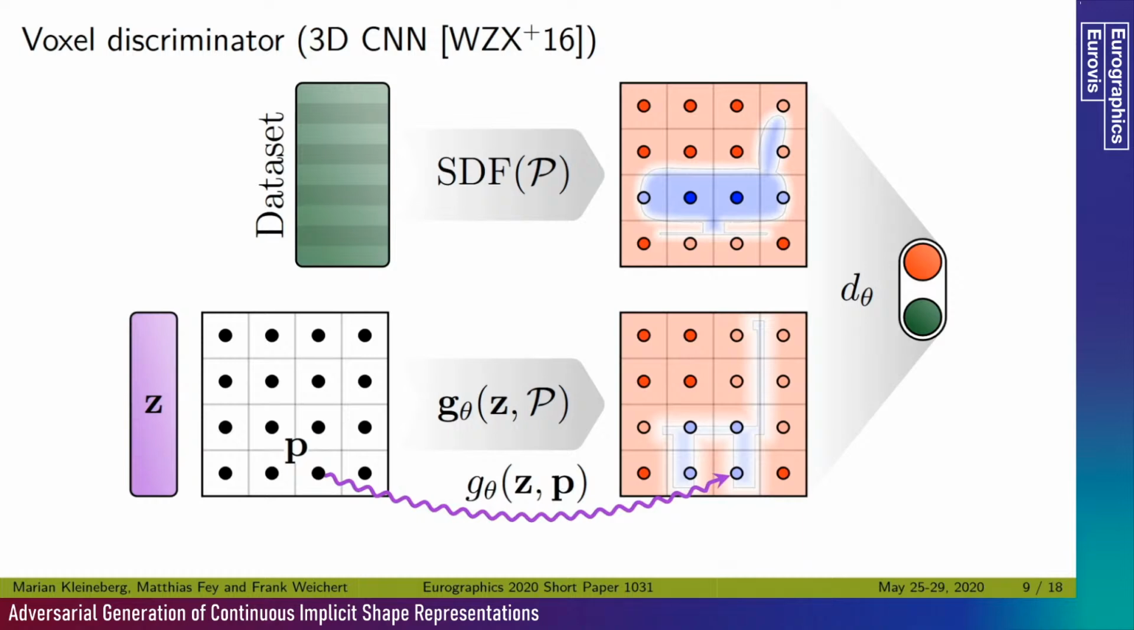So in our setup, what we do is first we sample a random latent code Z, and then we take a fixed voxel grid and evaluate our generator for all the points in the voxel grid. We can then reshape the SDF values of that into a voxel volume and feed that into our voxel discriminator. The discriminator is a 3D convolutional neural network, and our dataset is a set of voxel volumes that we generated from the shapes.